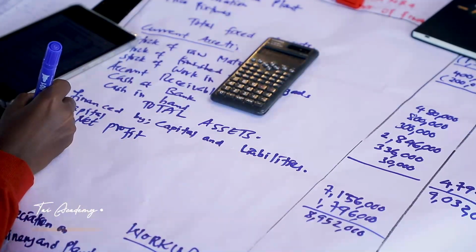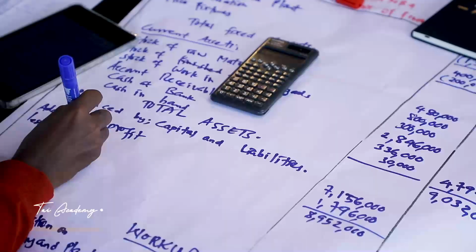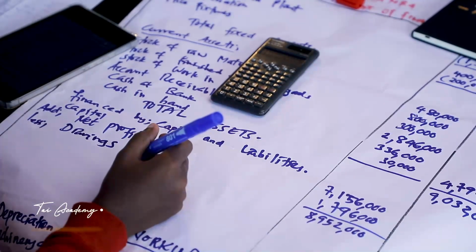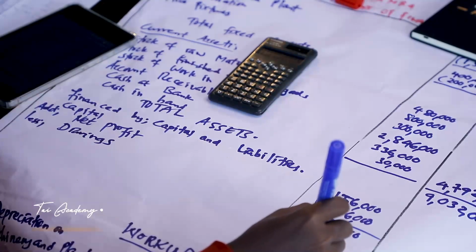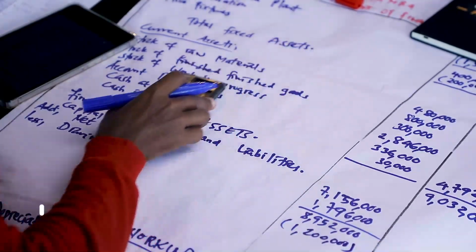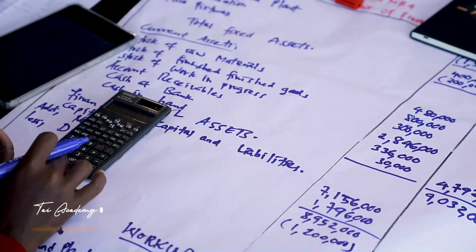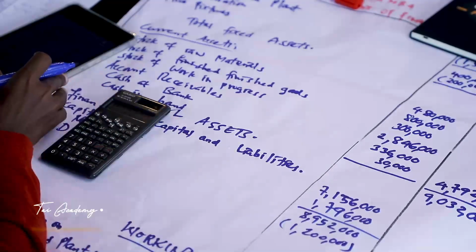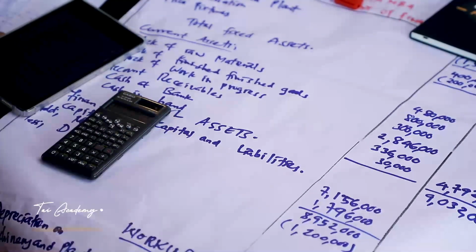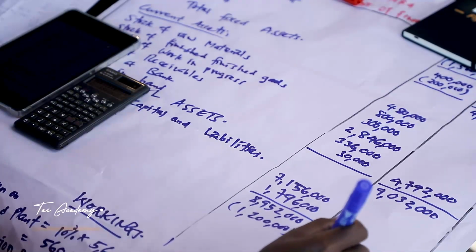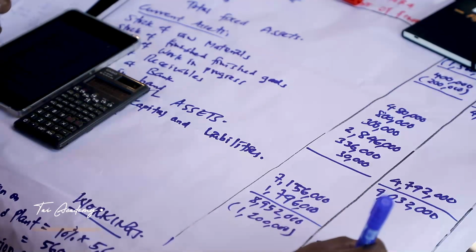Lakini we had drawings, so we should less drawings because drawings inapunguza capital. Kwa hapa drawings upo ni 1,200,000. So 1,200,000 kabaki $7,752,000.